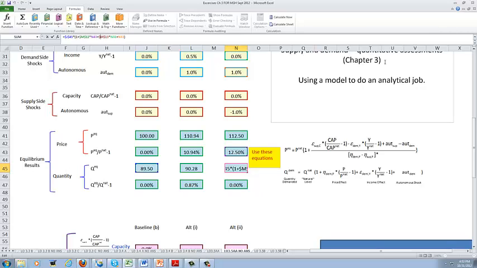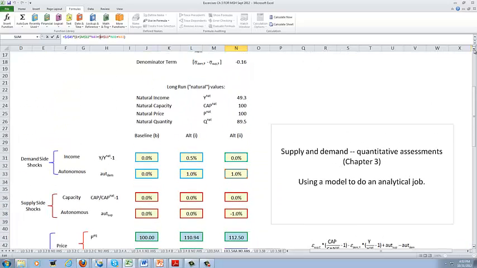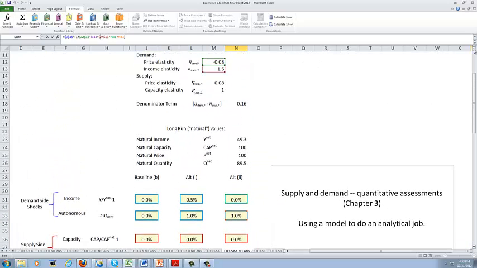our income elasticity, which once again, let's have that. That's going to be M13. Okay, and we're multiplying that times our income shock, and then we're going to add in our demand shock, and once again we have a demand shock.